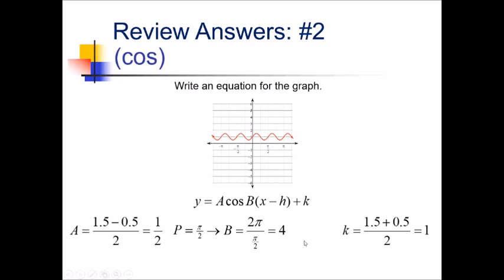The h value, though, now we need an x value at the top of the wave, because that's what cosine starts at, is the top of the wave. And there's lots of top of the waves to choose from. I'm just going to go with this one right here. It's the first positive one. So that's halfway between the grid lines, and the grid lines are going by pi over 4s. So half of that is pi over 8 for that h value. So then I can write 1/2 cosine 4, and then x minus pi over 8 plus 1.